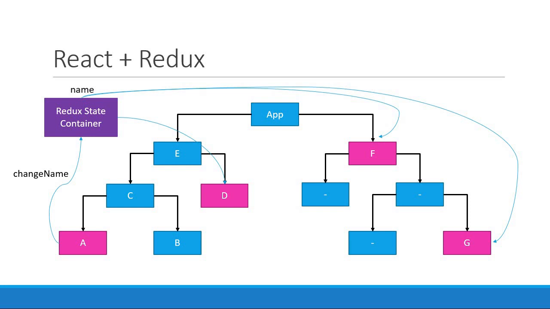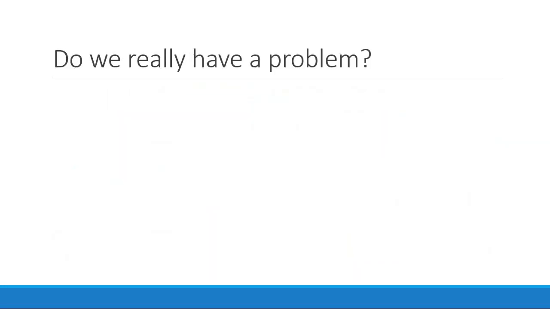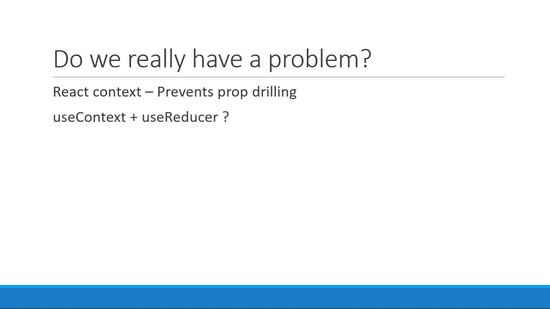At this point, if you are familiar with React, you might be thinking that the problems we just discussed can be solved by other means as well. We have React context, which allows you to consume props deep within the component tree without having to manually pass it down through all the intermediate components. And if you're now familiar with hooks, you might also be thinking useContext plus useReducer can pretty much do what Redux has to offer.